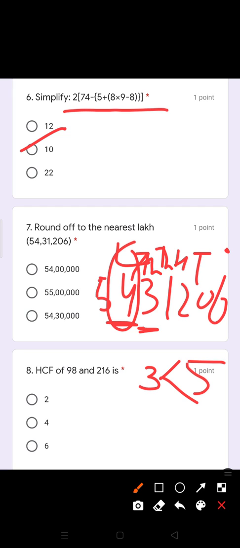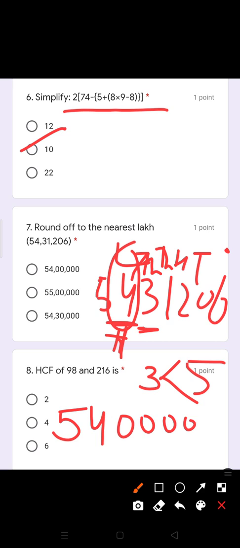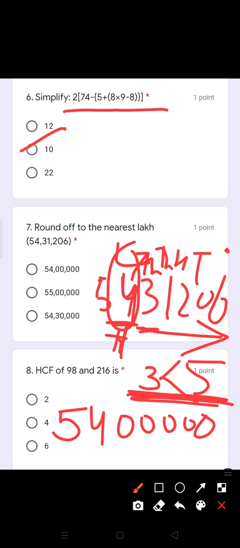3 is less than 5, and in case when the number is less than 5, you will not add 1 to this place. 1 को add नहीं करते, the number remains same. So ये 5 में कोई change नहीं आया, 4 remains same, and other numbers become 0. राइट हैंड साइड के सारे नंबर ज़ीरो हो जाते हैं. जिस नंबर को राउंड ऑफ करते हैं वो वही का वही रहता है. अगर आपका जो राइट हैंड साइड नंबर है वो 5 से छोटा है, तो आपका राउंडिंग ऑफ प्लेस will remain same. You will not add 1 to that number. So 54 lakh is your right option, which is option number A.